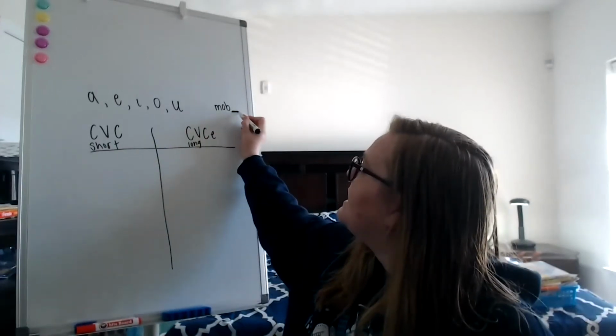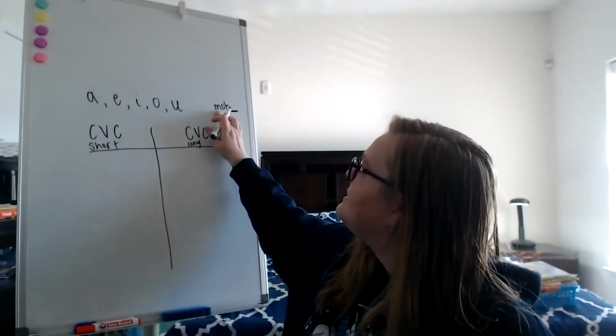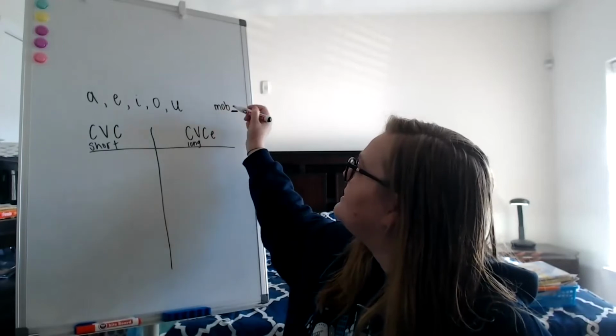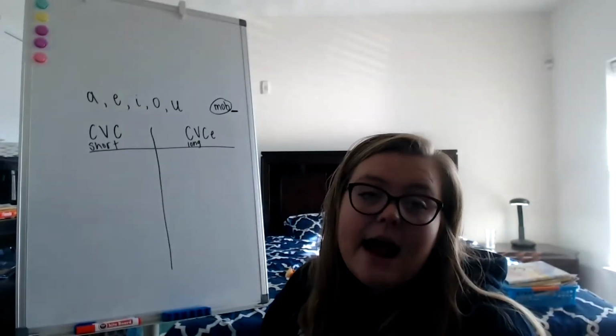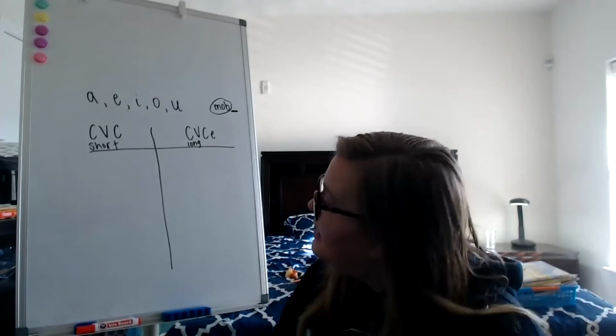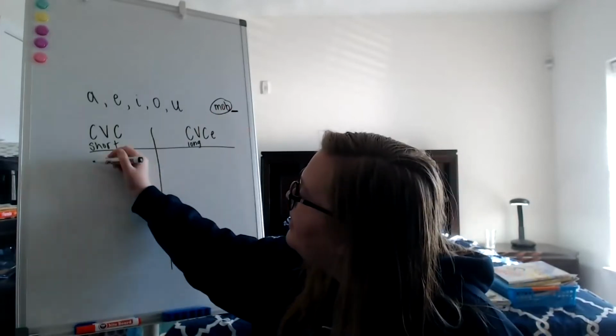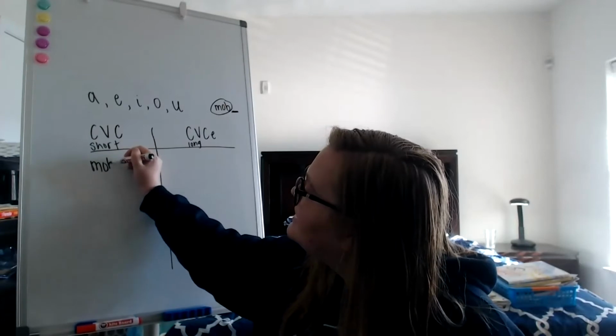I don't see a silent E at the end. I see a consonant, a vowel, and a consonant. So I know that that O must be short and say mob. So I would put mob under short because that is a short vowel.